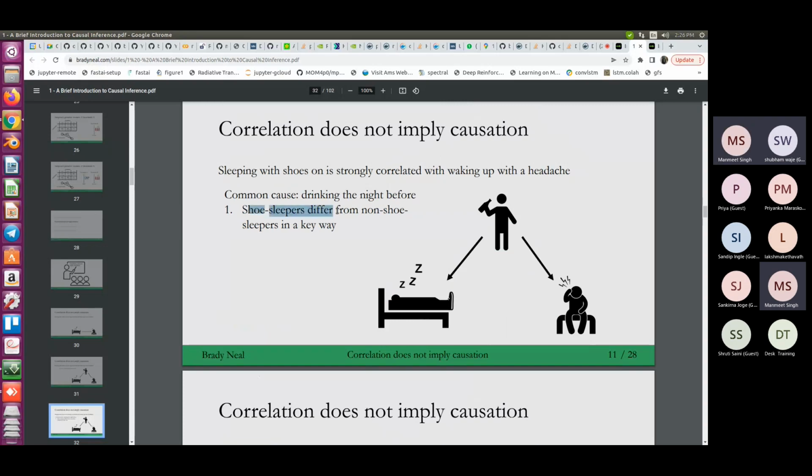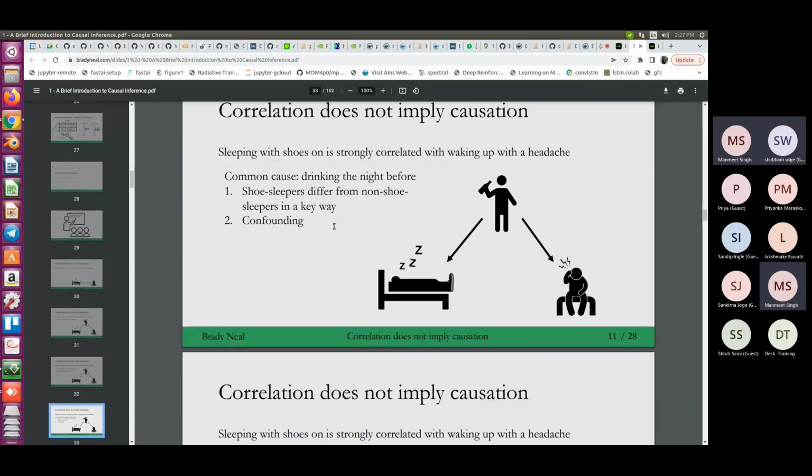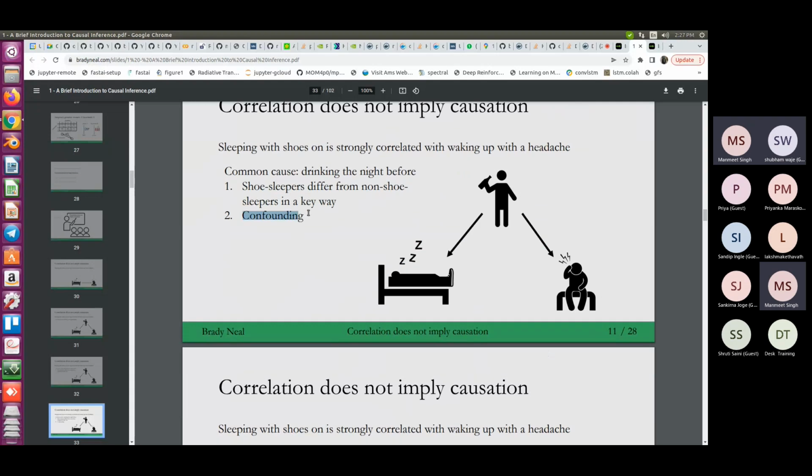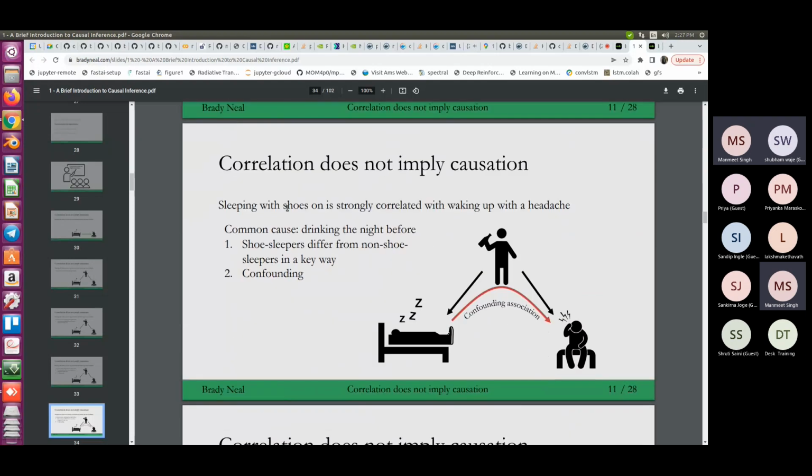So shoe sleepers differ from non-shoe sleepers in a key way. And here is the concept we discussed about, confounding. So what is the confounder here? You slept with the shoes on, and you are thinking that is a causal parent of headache. But drinking is actually a confounder, causing confusion in the interpretation of the analysis. So this is the confounding association.